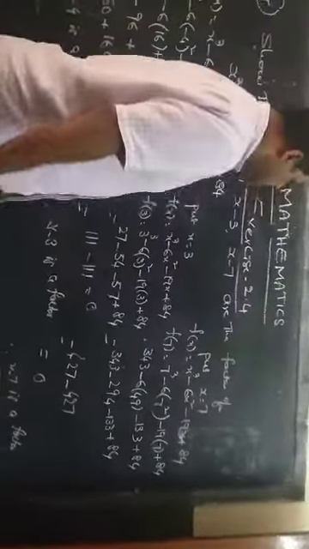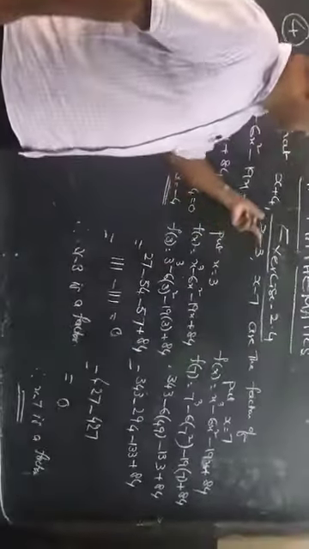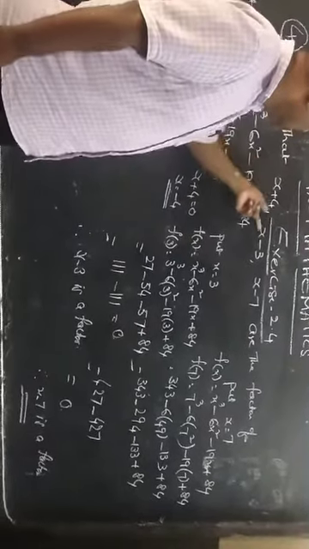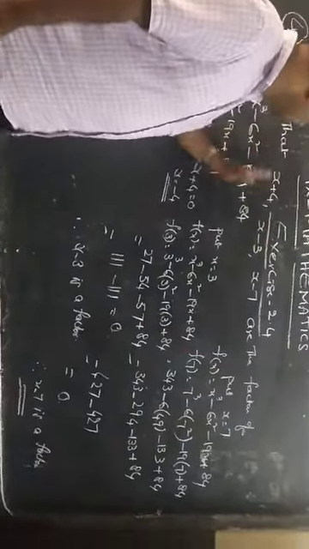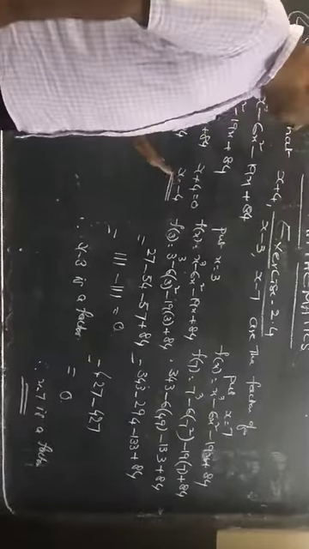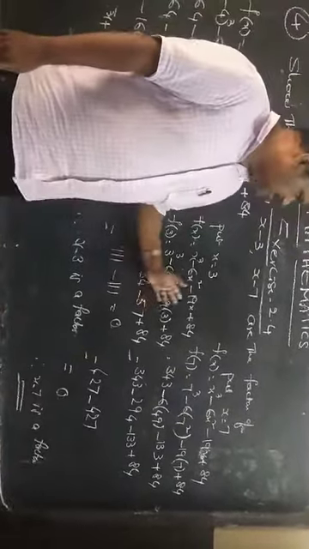So like this, we can check whether the given expression is a polynomial factor or not. Using factor theorem, you can substitute and check. If you get 0 answer, it is a factor. If you get non-zero number, it is not a factor.